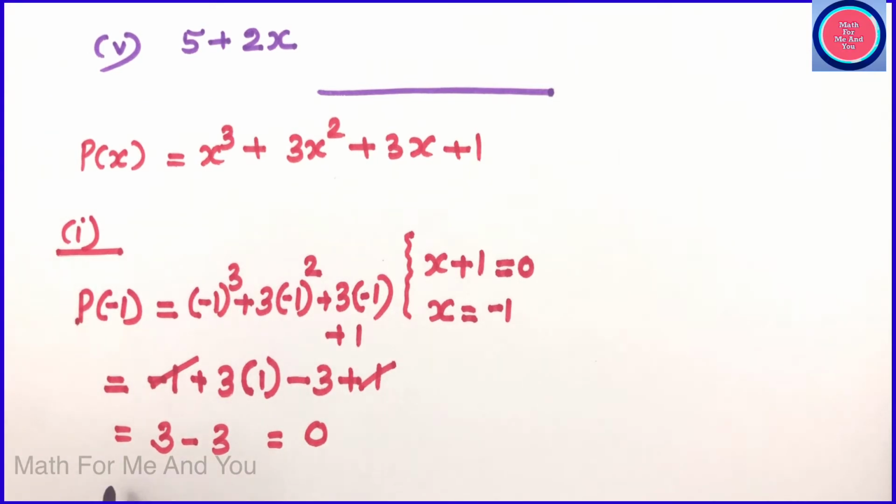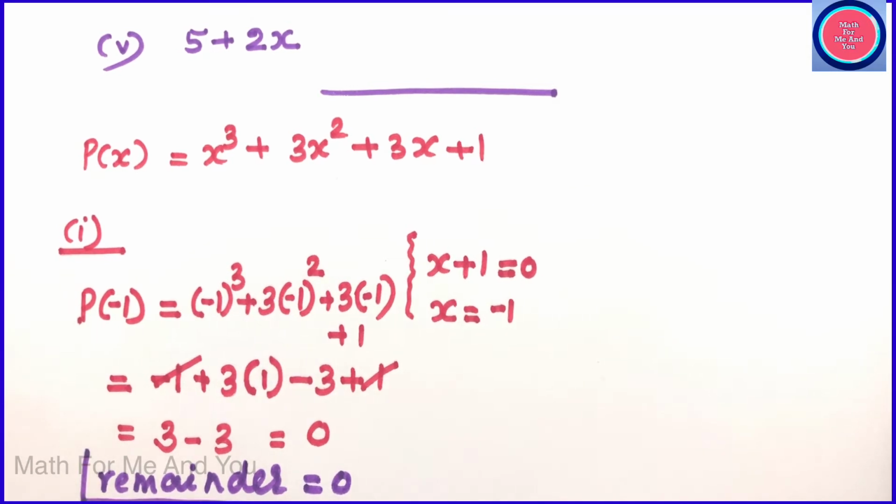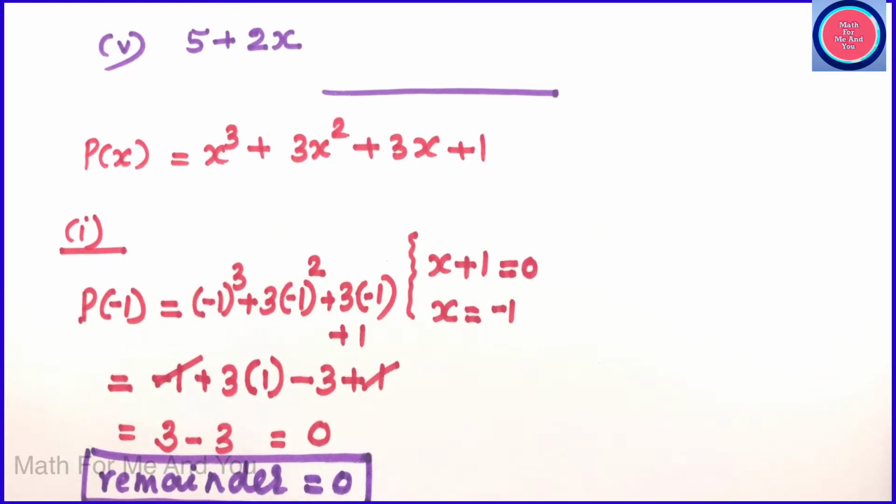That means if we get a linear polynomial, first write it as equal to 0. Then find the x value. Then substitute in the polynomial. Look what value you get as a result. That result is the remainder we get when we divide by the linear polynomial.